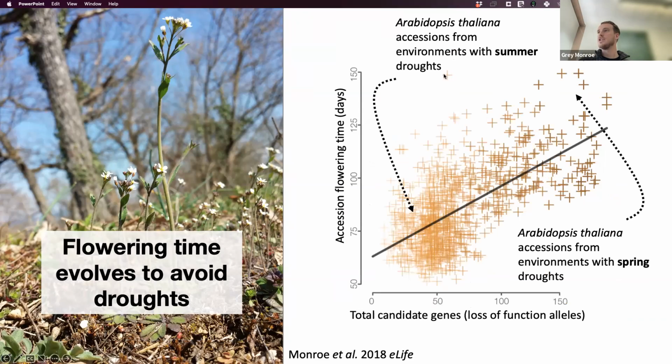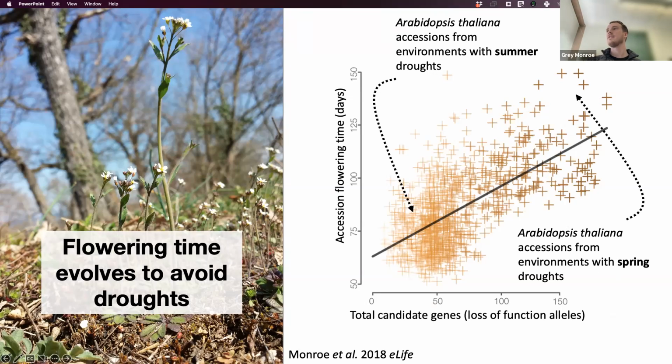explain this figure. Each one of these crosshairs is one of these accessions. On the y-axis, we have the flowering date. So we grew these plants in a common garden, and we asked how long does it take them to flower from the time of germination. And what we found is that we could predict the flowering based on the number of alleles, the number of genetic variants that were associated with spring drought environments.